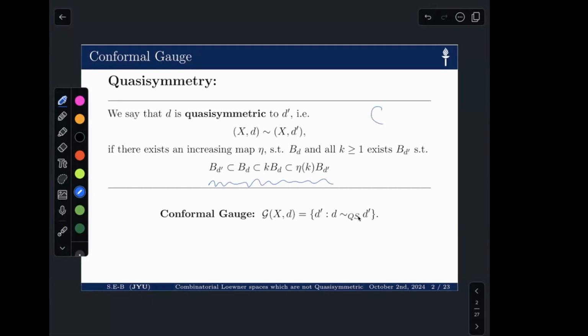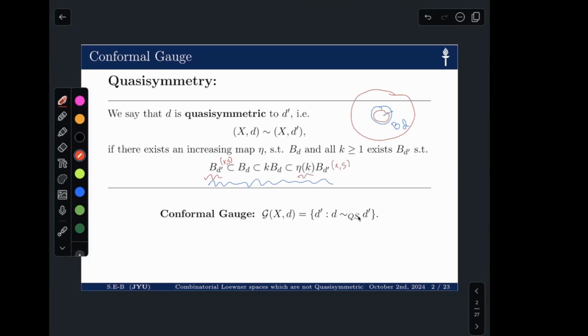So if I take a ball in the D metric, then this will resemble a ball, be contained in a ball, and outside contained in a larger ball. And well, I should be specific here about the radii, that the radii here on the outside are comparable. So given the same ball here, on the outside these are inflated by a certain radius.